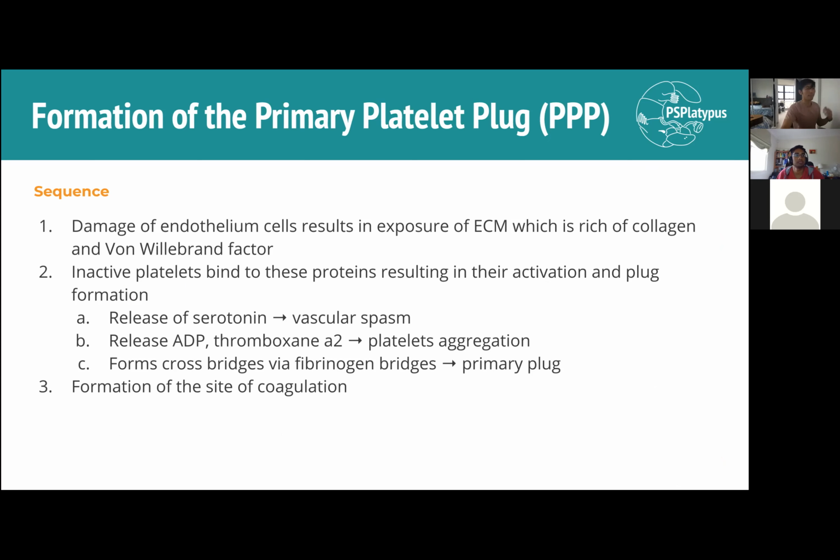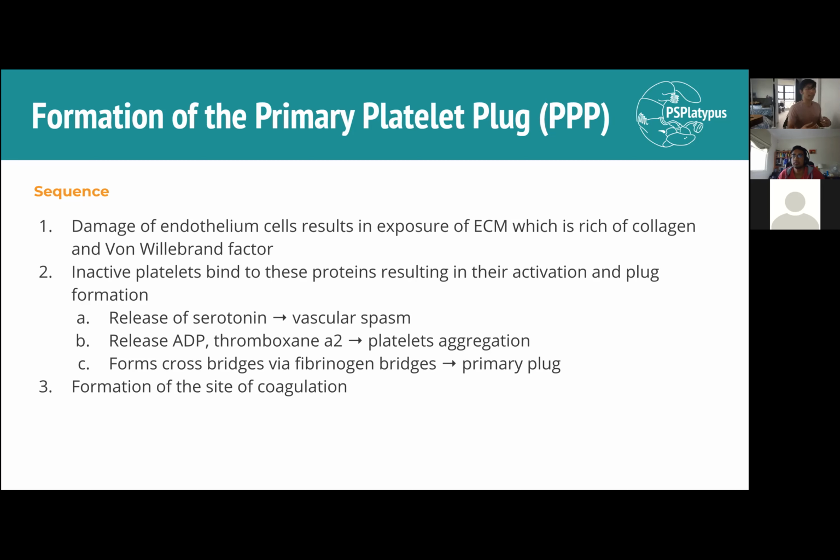These collagen and von Willebrand factors, which are proteins, basically bind to platelets, which are flowing in your bloodstream and are created by your megakaryocytes. And these cause them to go from an inactive state to an active state. During that process, it results in the release of serotonin, which causes a vascular spasm, therefore resulting in the constriction of the blood vessel to reduce the amount of blood going through the area to prevent or reduce bleeding, as well as the release of ADP and thromboxane A2.